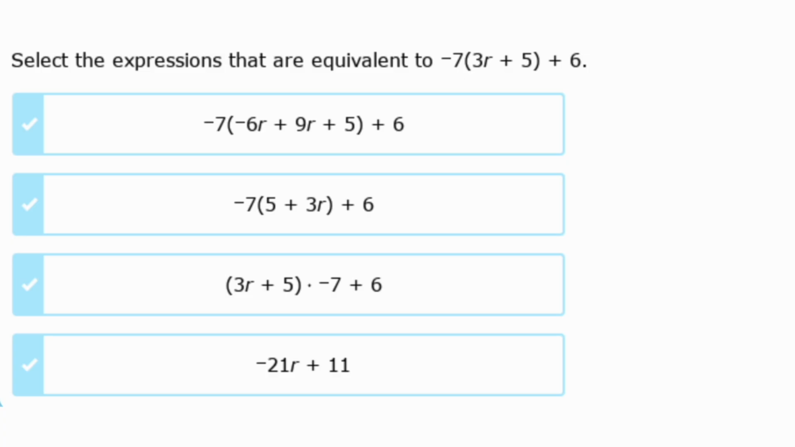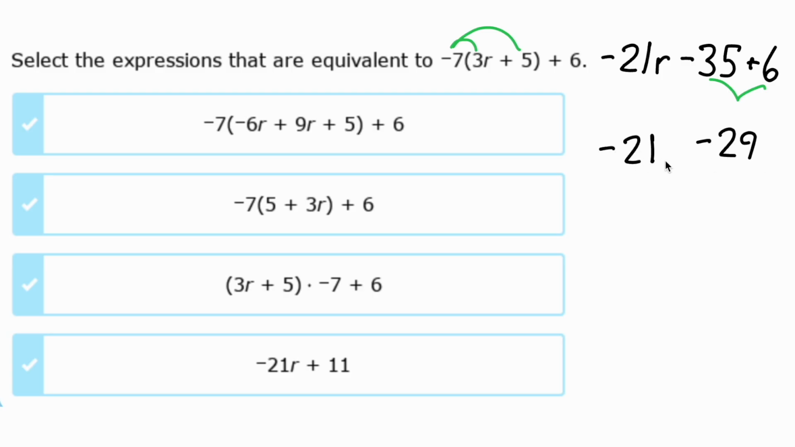We can start this next question by putting our expression in simplest form, and the first step is to distribute negative 7 to both terms in the parentheses. Negative 7 times 3r is negative 21r, and negative 7 times 5 is negative 35. Next, we can combine like terms. Negative 35 plus 6 is negative 29. So negative 21r minus 29 is our simplest form.